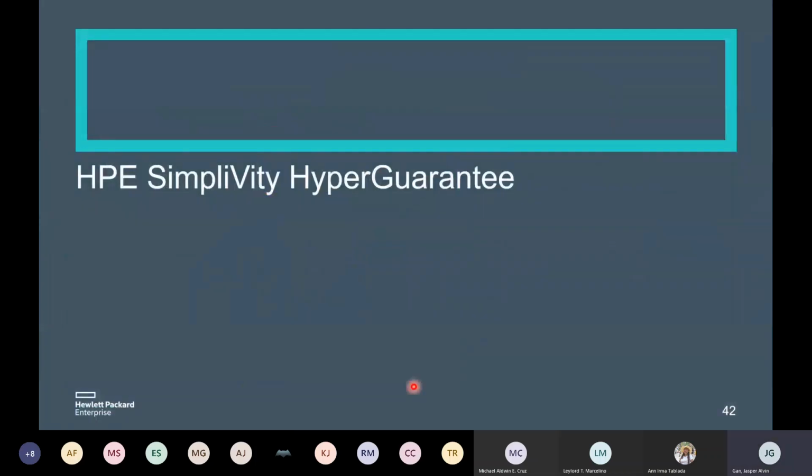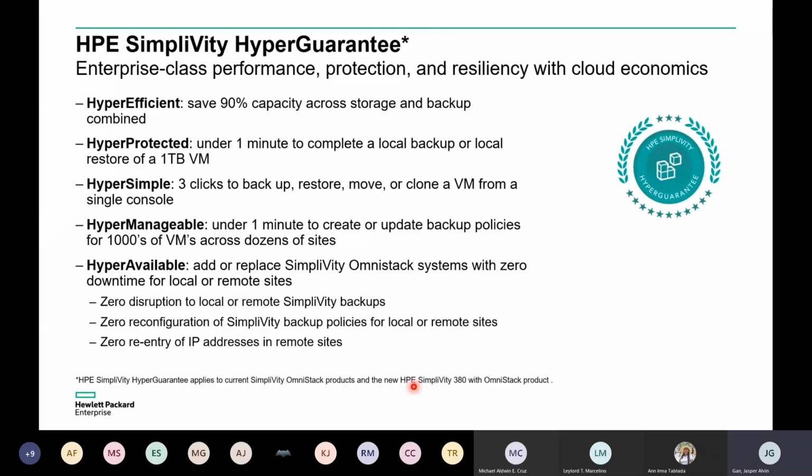So lastly, I would like to present the HyperGuarantee, which is a unique guarantee that only HPE offers. No other vendor offers a guarantee with their hardware. So we guarantee hyper efficient, which is 90% capacity savings across our storage and backup, or 10:1. Hyper protected, where we can do under 1 minute to back up a local backup of a VM or restore or clone it.